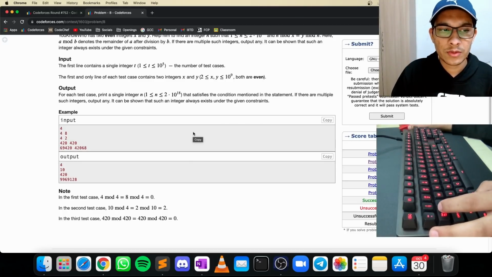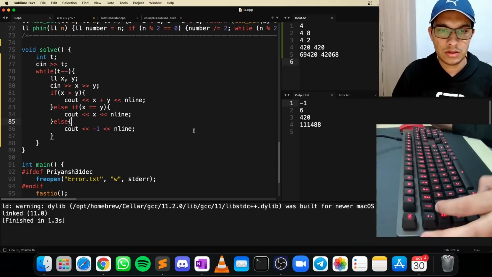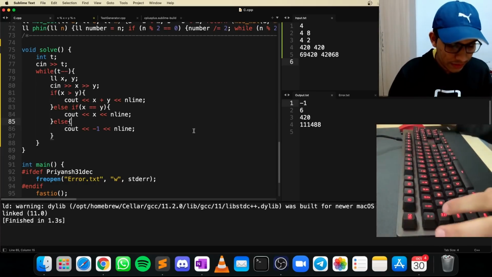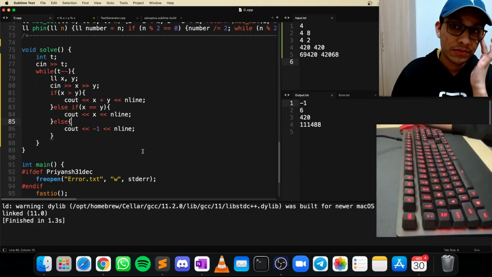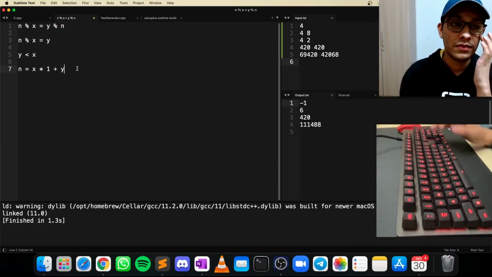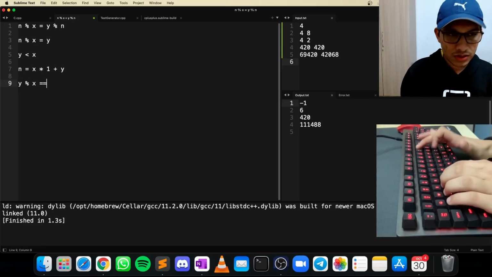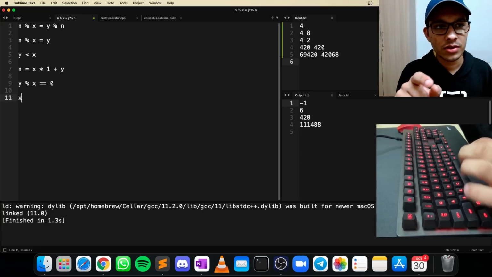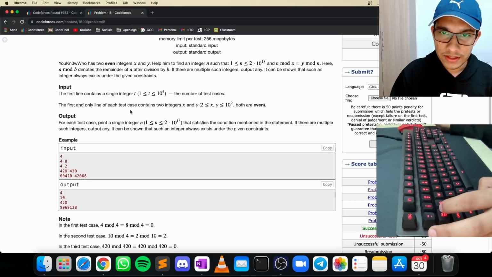6 modulo 4 is 2, right? For 420 we can have it as 420 only. Yeah, that is fine. What about this one, 4 and 8? It is saying that we can print 4 here. If you have 4 and 8, oh okay, so if y modulo x equals 0, then I can just simply print x here. x modulo x will be 0, and y modulo x will also be 0, right? So that is fine.